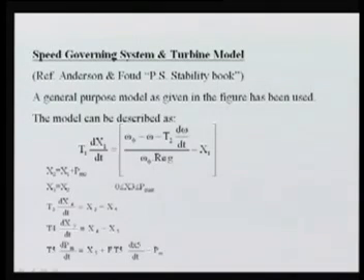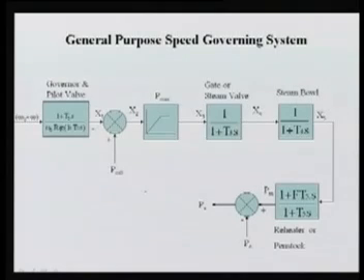Let us come to the speed governing system and the turbine model. Here I am using the reference book by Anderson and Fouad, a power system stability book. The general purpose model is as given in the figure; there is a general purpose speed governing system.